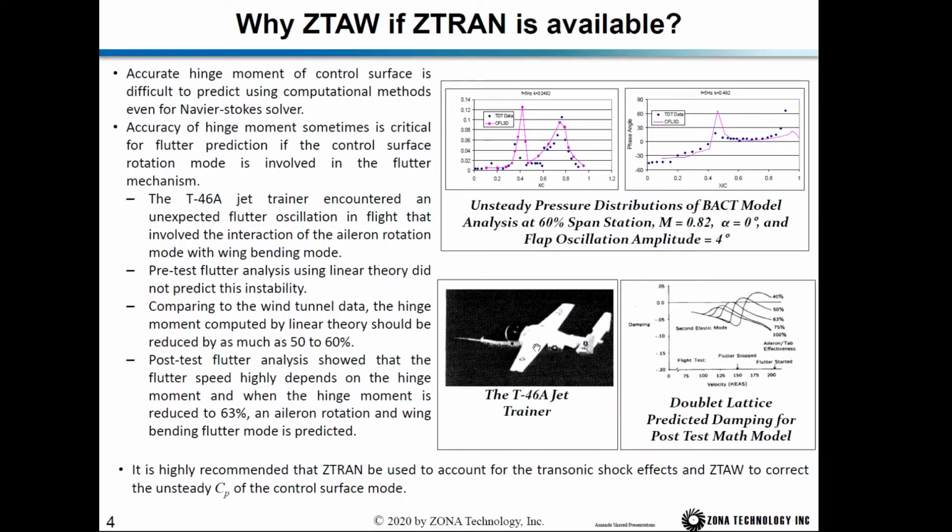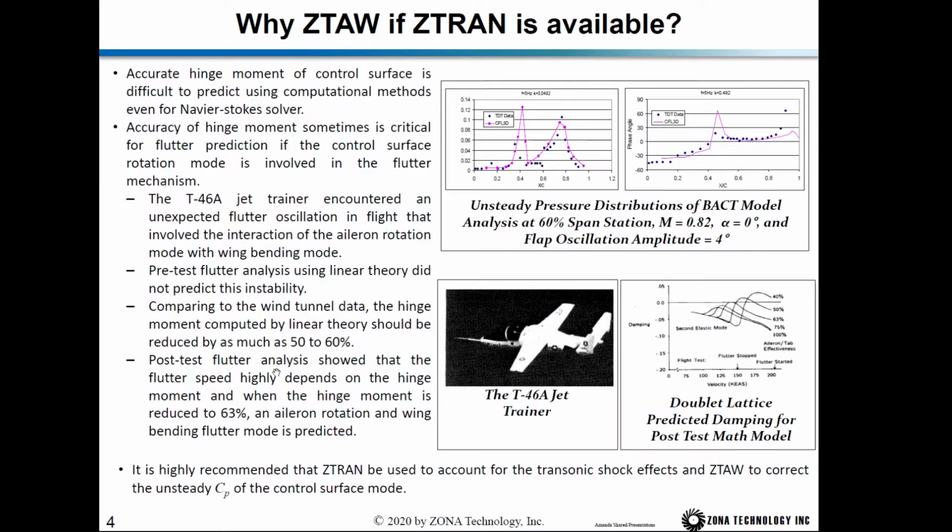In the flutter analysis before the flight test, they used the linear theory, but they did not predict this instability. Then they compared with the wind tunnel data. The hinge moment computed by the linear theory was over-predicted. So they should reduce the hinge moment, and then use the reduced hinge moment to predict the flutter boundary.